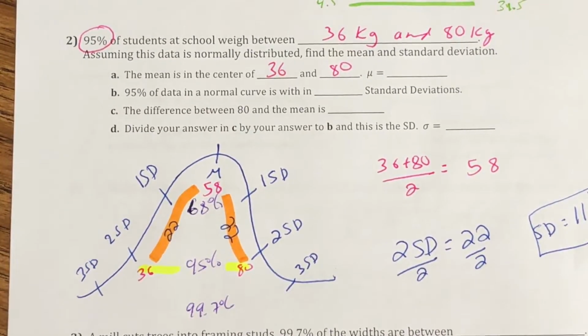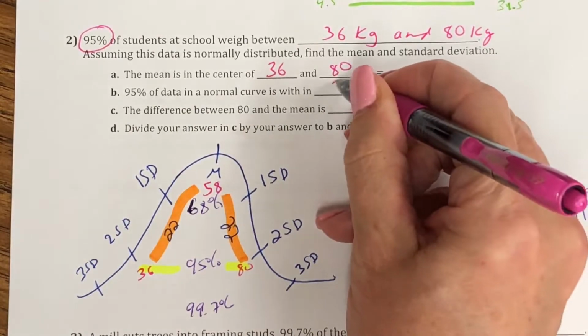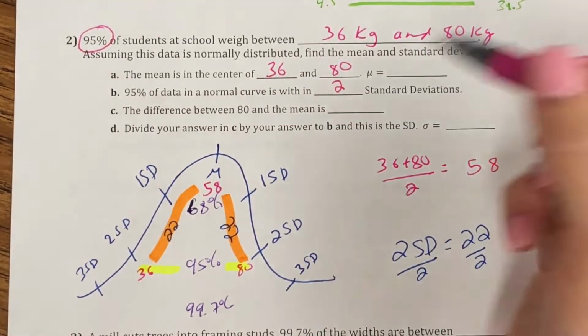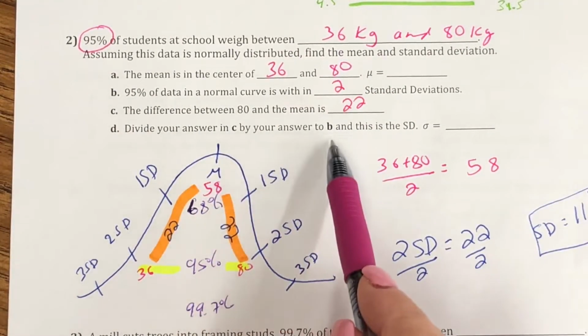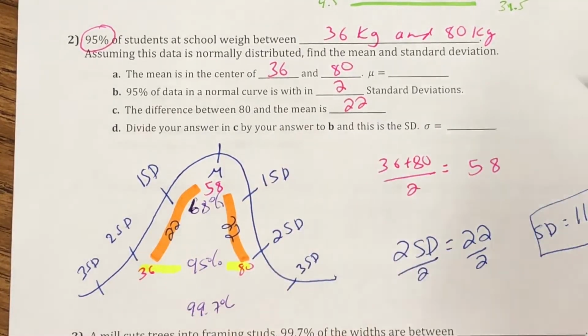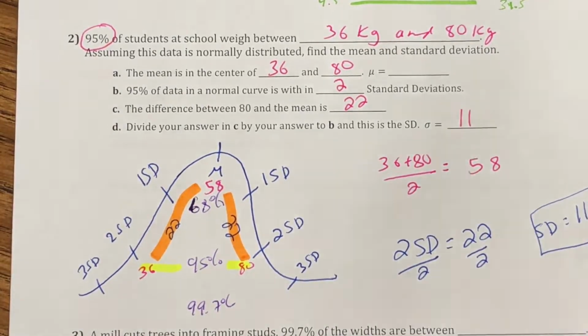Okay, so if I go back up here, I can say that 95% of the data in a normal curve is within 2 standard deviations, and the difference between 80 and the mean is 22. So divide your answer C by your answer B. So I have 22 divided by 2, which is going to give me 11. So my answer is that the mean, I didn't write that over here either, is 58.